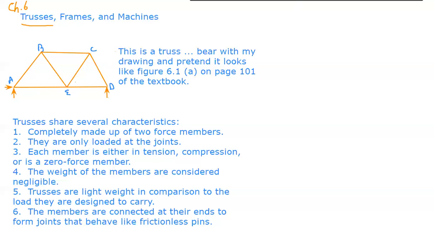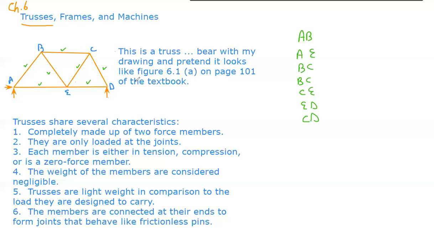As I look at this truss, I see there are several members. The members in this truss are AB, AE, BC, BE, CE, ED, and CD. 1, 2, 3, 4, 5, 6, 7. So this truss has 7 members, what we call members.